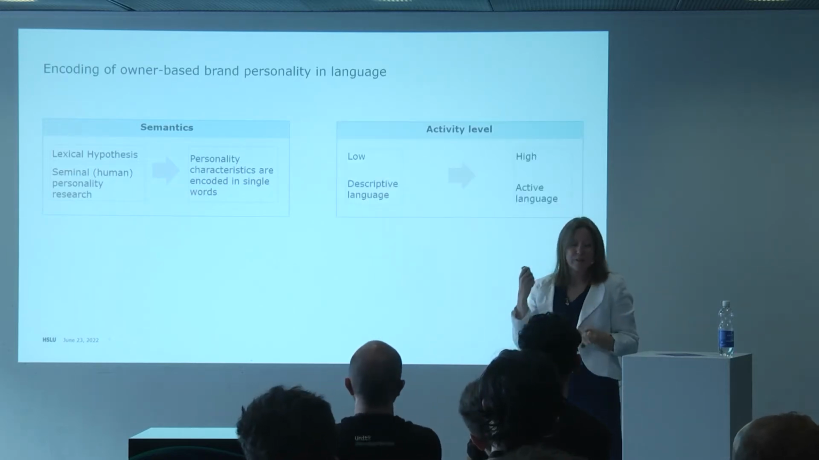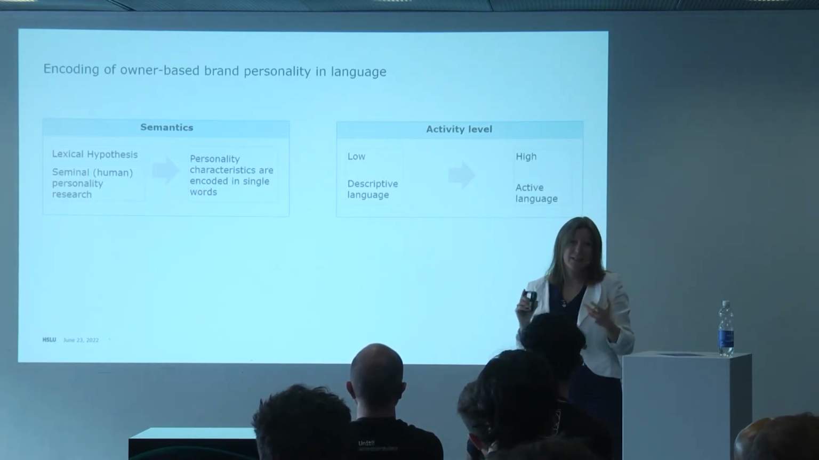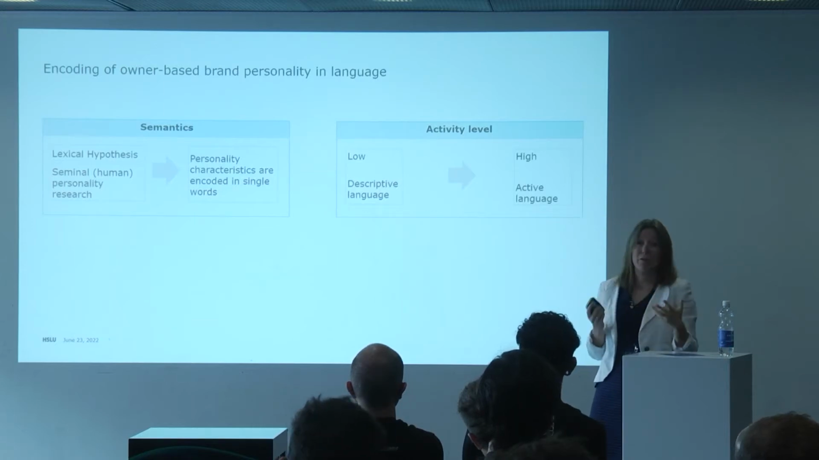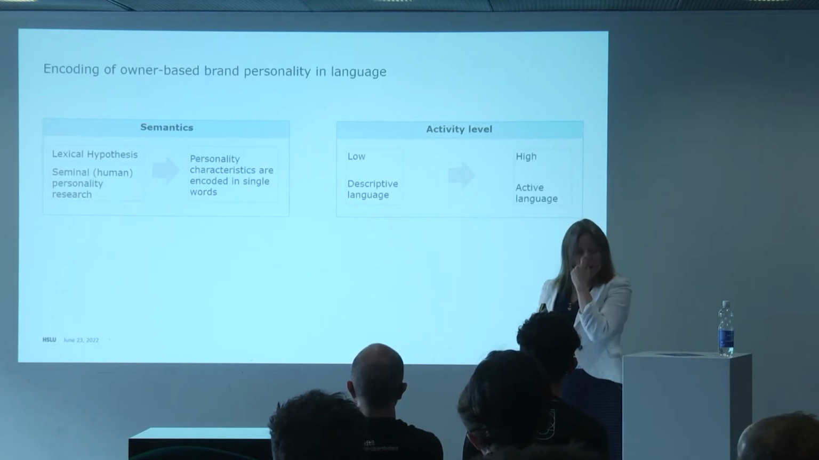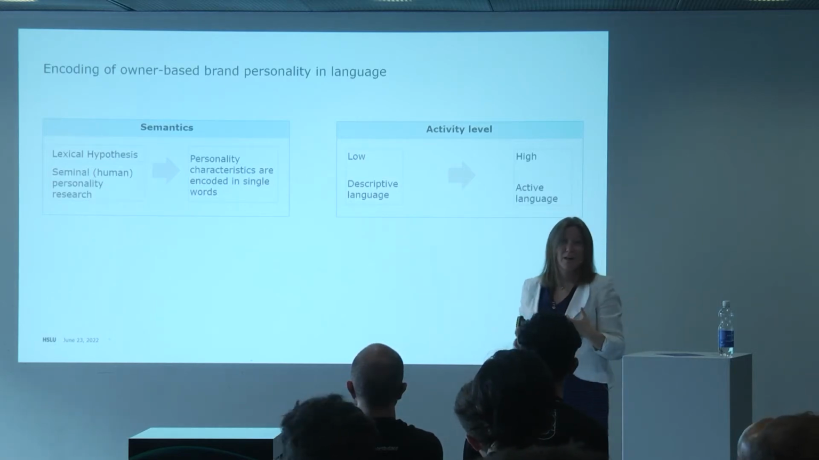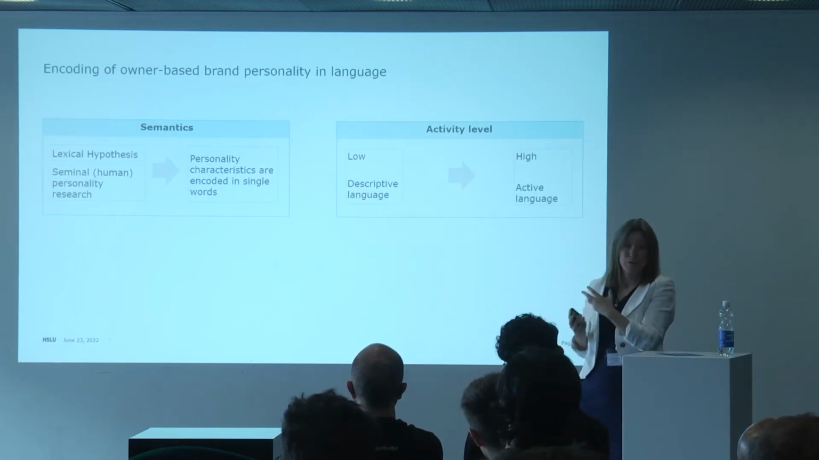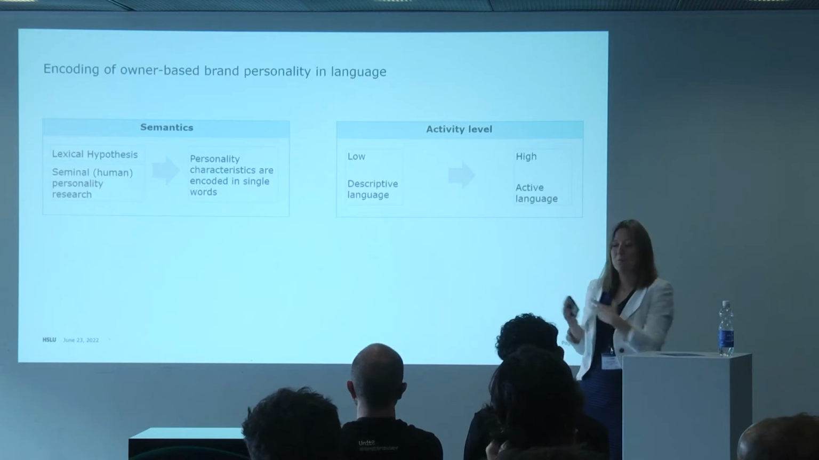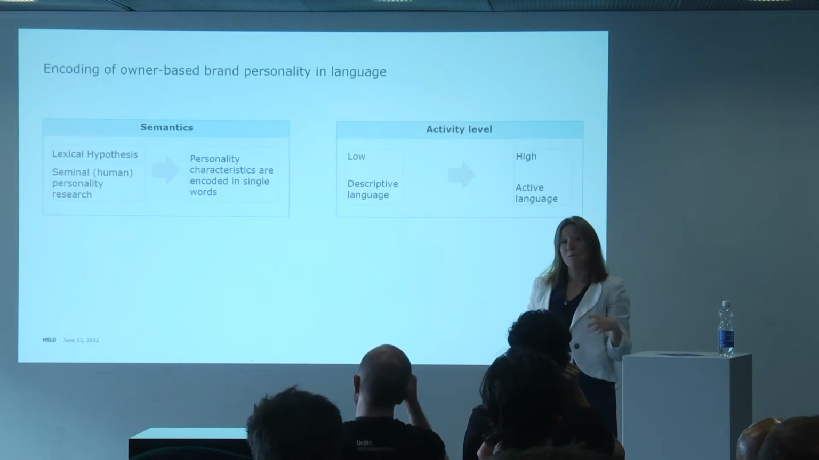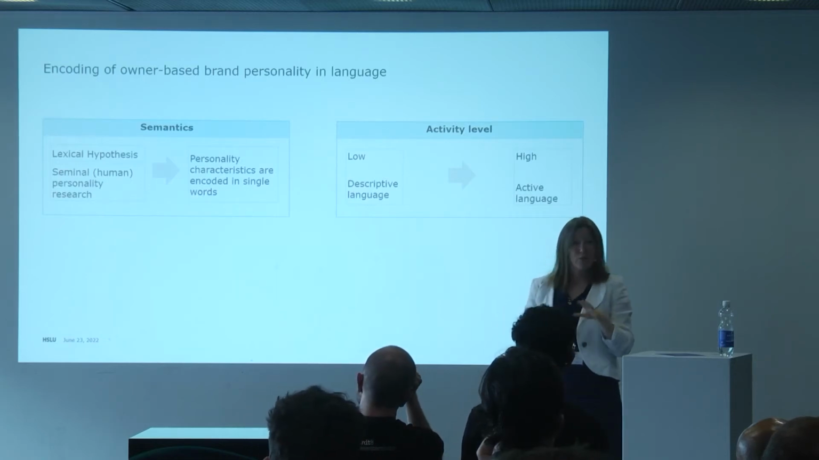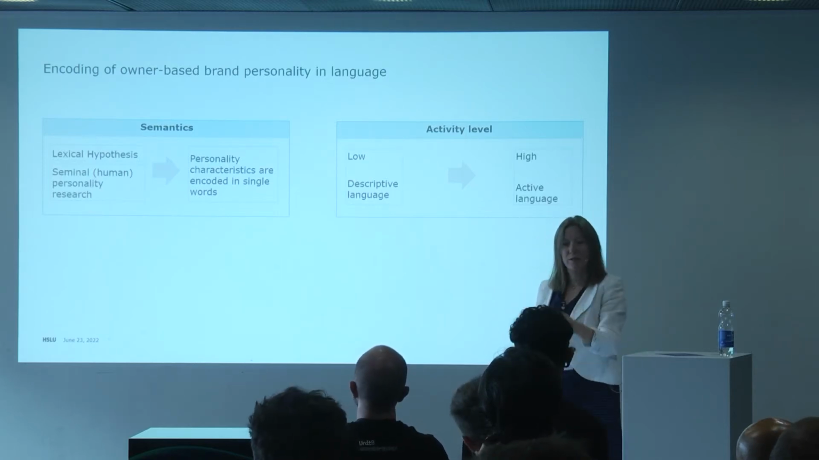Slightly more new and interesting, perhaps, is activity level. Language can be more or less active. It can be very descriptive, so we have a low activity level, or it can be very active, so we have a high activity level. If you think about a red brand personality, which is very dynamic and active, probably a person embodying that brand personality would use more active language, more verbs. Whereas a blue brand personality type, a very matter-of-fact, sober, analytical person, would use more descriptive language, because he or she wants to be very precise and to the point.